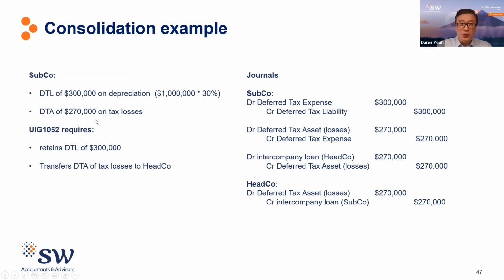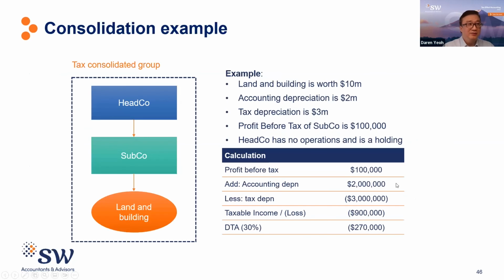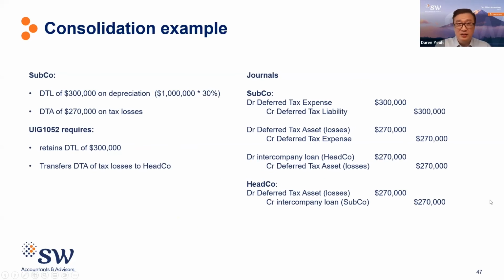The subsidiary also has a tax loss and recognizes the deferred tax asset of 270,000. So you recall there's a tax loss of 900,000. The 30% of that is 270,000. So the journal entry is to debit deferred tax asset by 270,000 and credit deferred tax expense by 270,000.